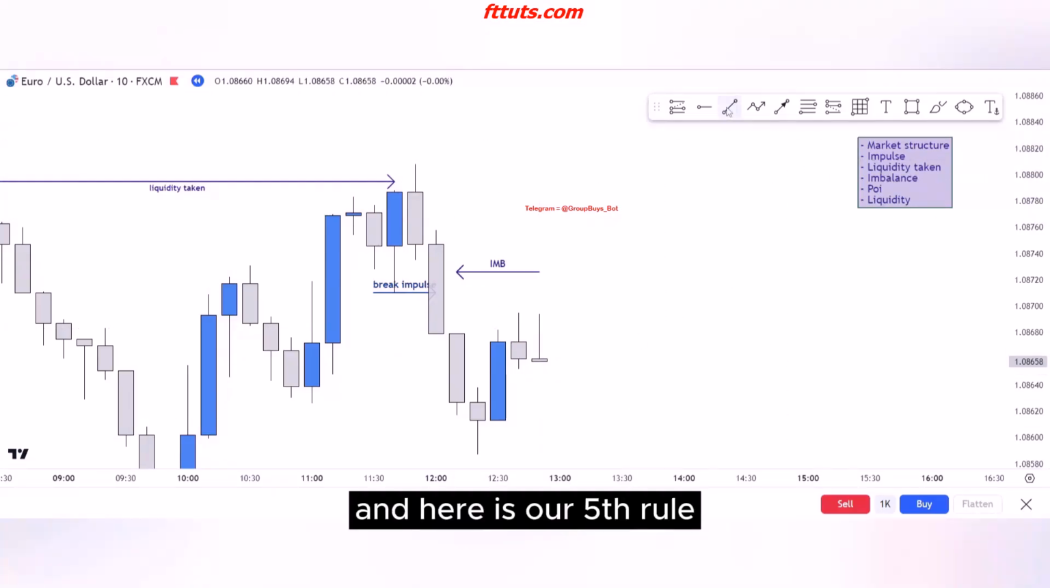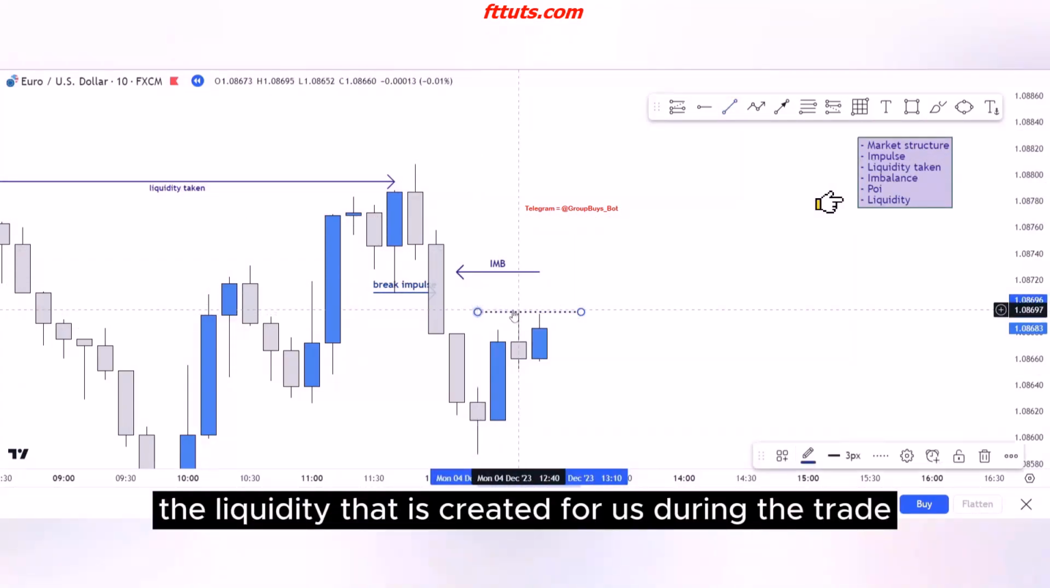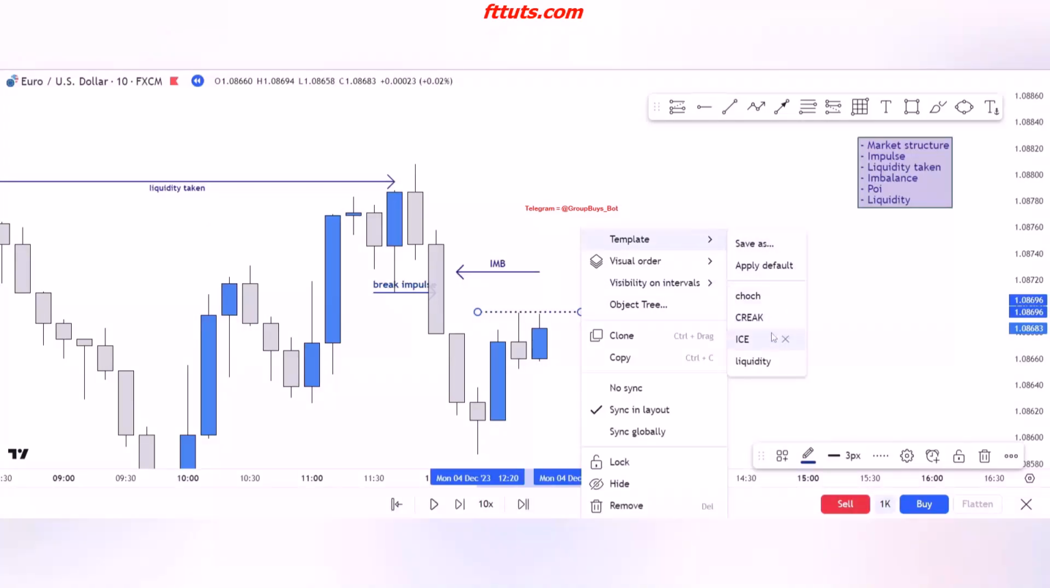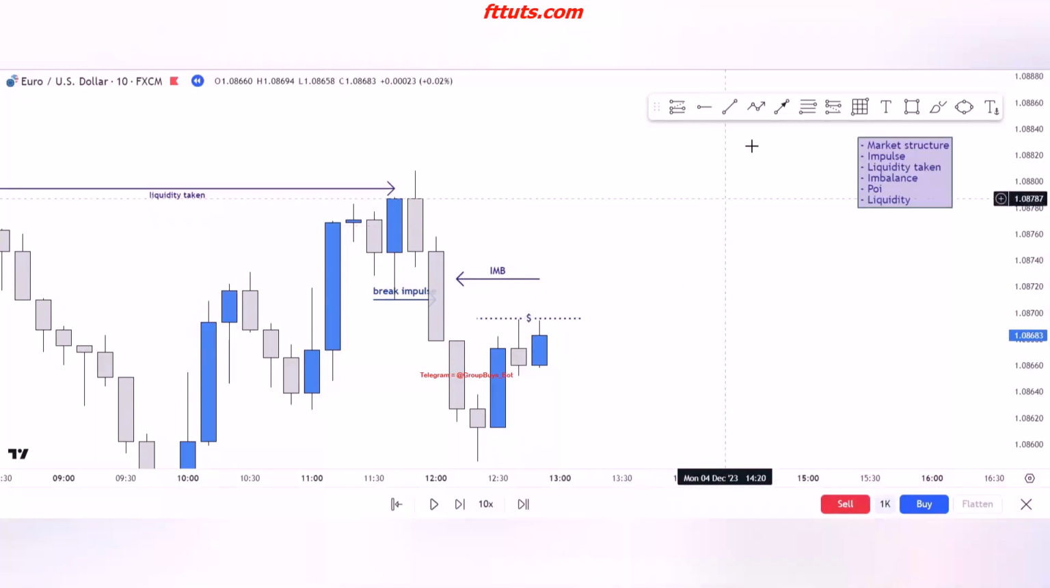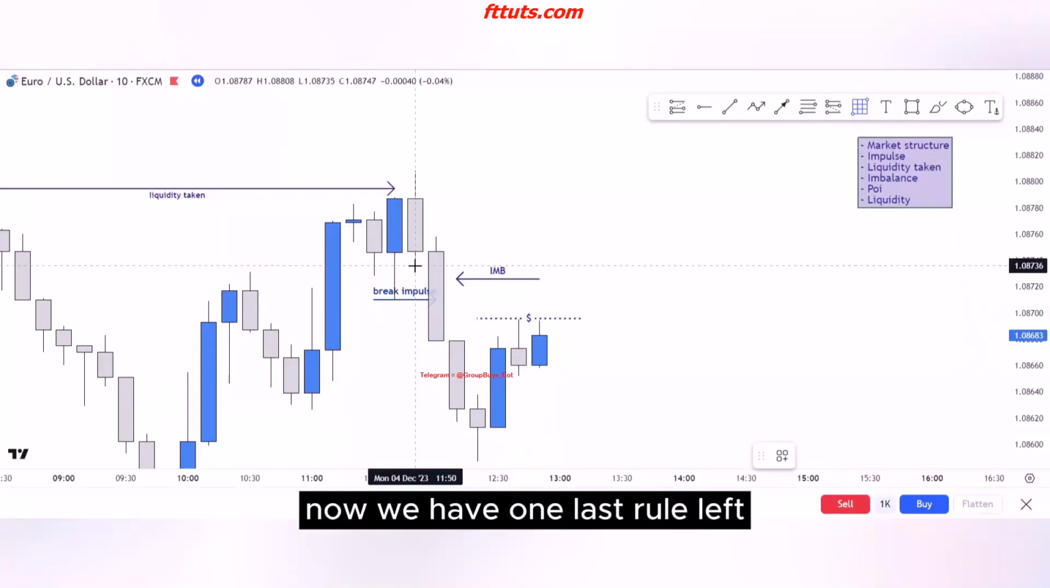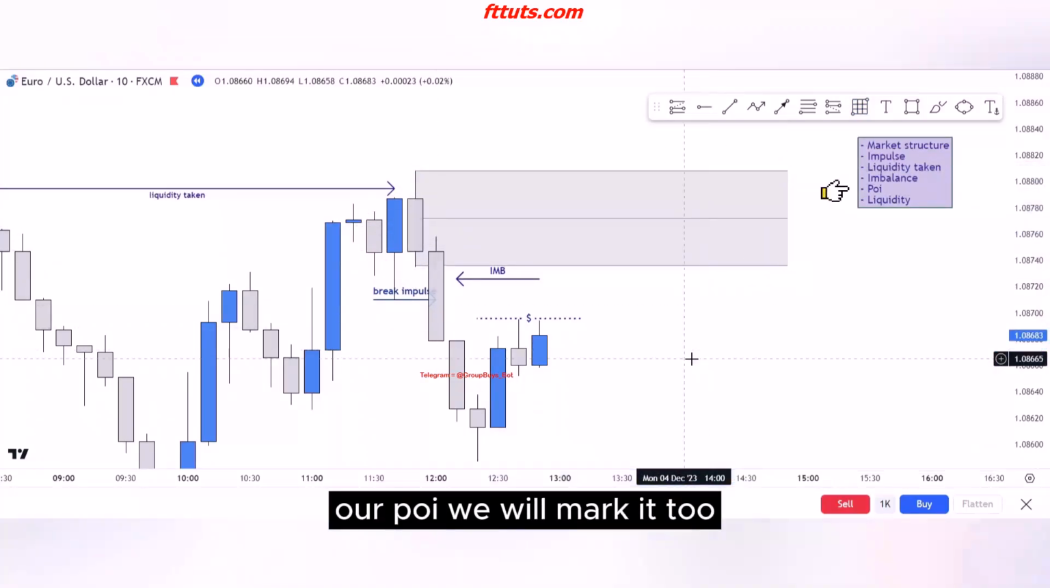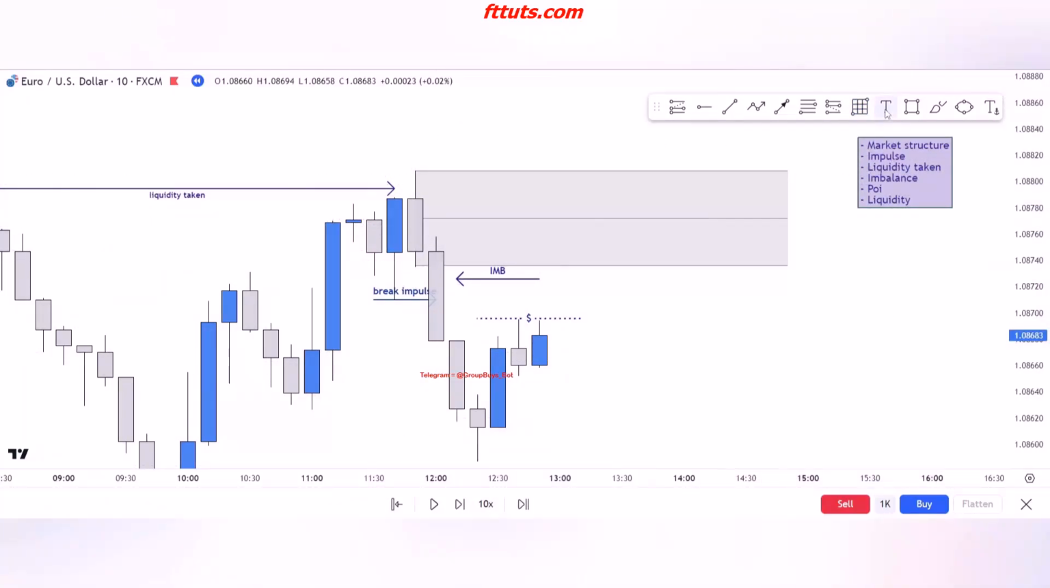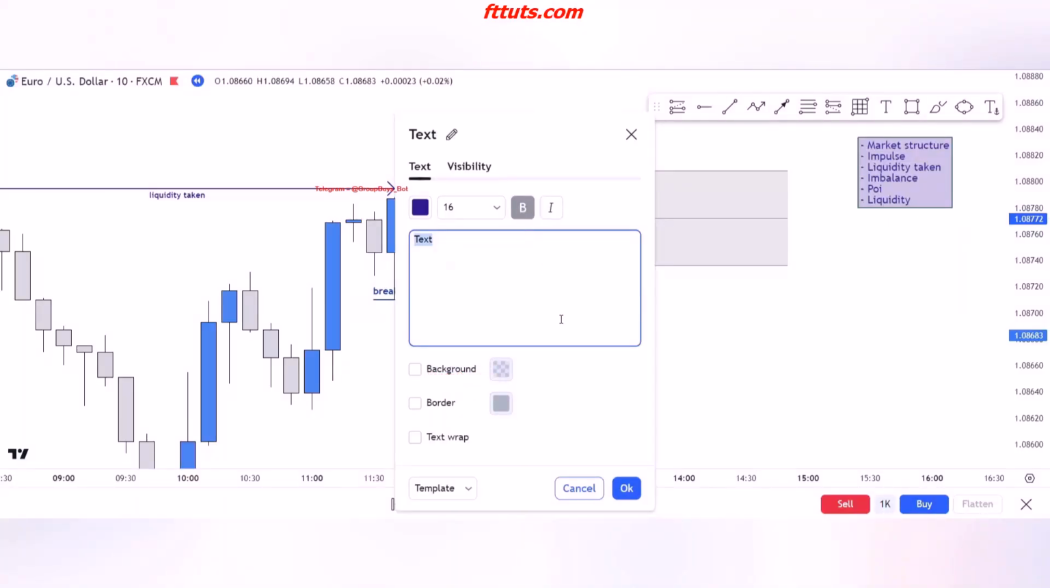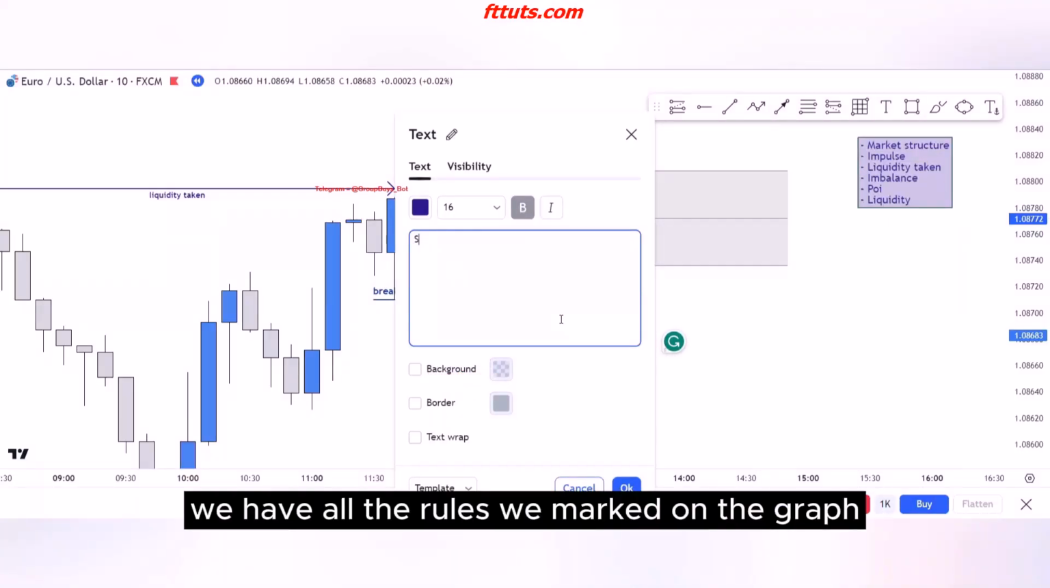And here is our 5th rule, the liquidity that is created for us during the trade. We will mark it as well. Now we have one last rule left, our POI. We will mark it too. We have all the rules marked on the graph.